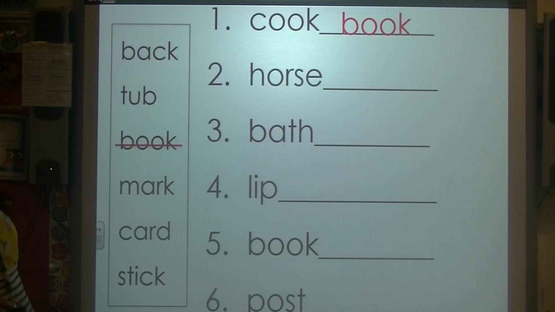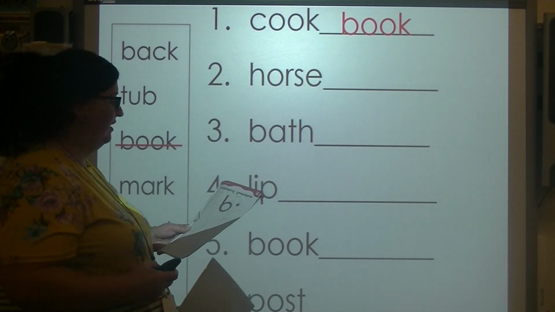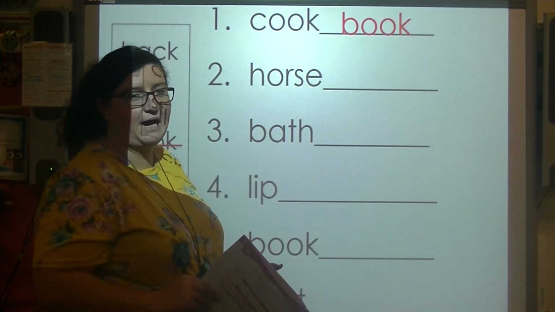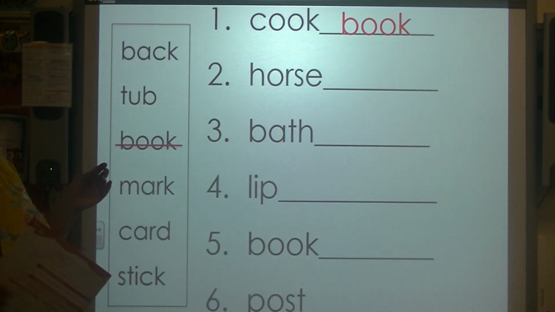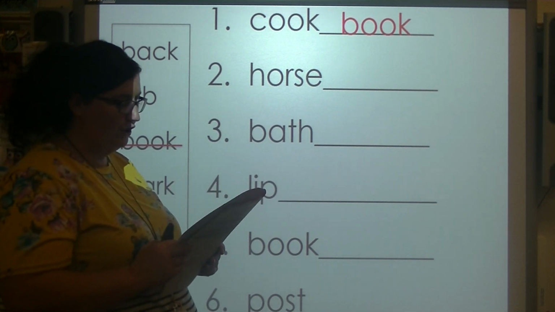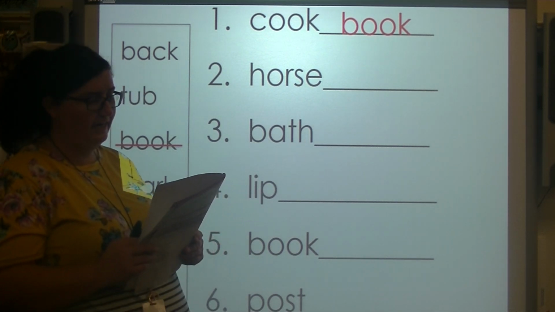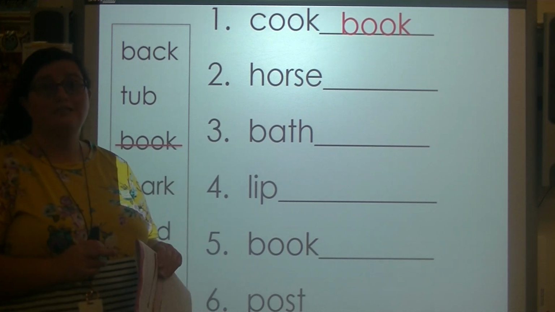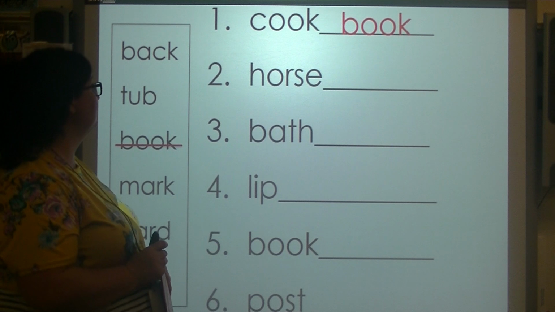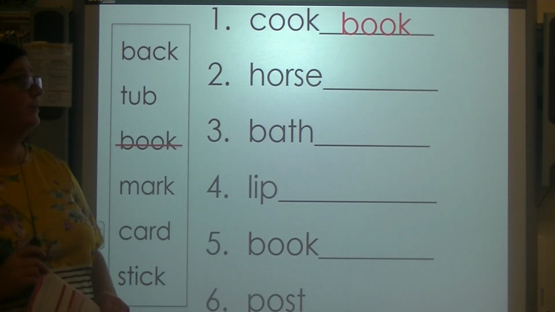All right, cookbook. You can scoot yours a little bit closer than mine because it has to be one word. Cookbook. A cookbook is what, guys? Something mom or dad uses for a recipe. Cookbook, a book you use to help you cook.